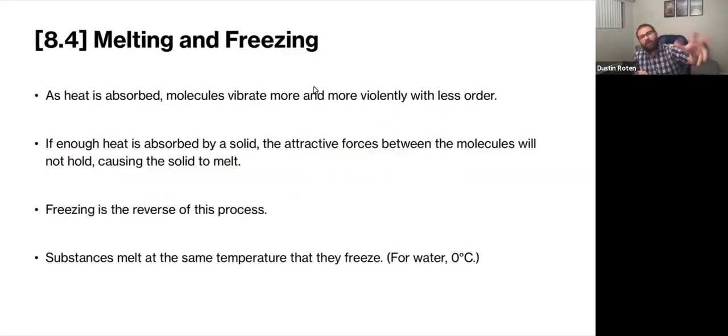Okay, so we talked about boiling. Let's talk about melting and freezing. So sort of going the opposite direction. Instead of going liquid to a vapor, we're going to go liquid to a solid. But before we talk about a liquid to a solid, let's go solid to liquid.